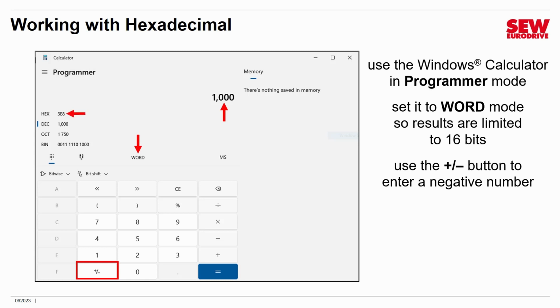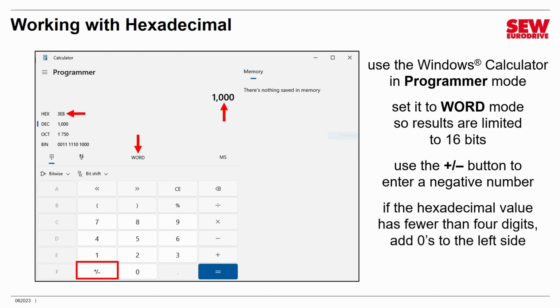By the way, you always want hexadecimal numbers to have 4 digits to them, so if they have fewer than 4, just add zeros to the left side to pad them out. In this case, 3E8, you would write out as 03E8, and that would be the correct length for a process data word. Really simple.